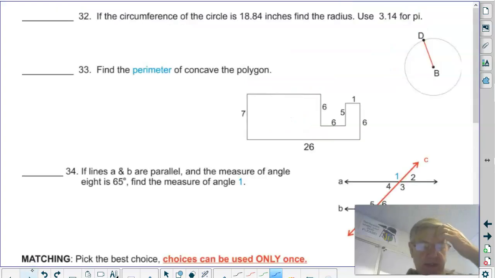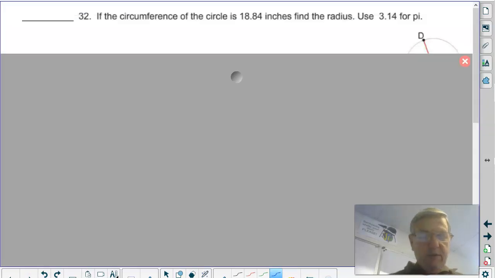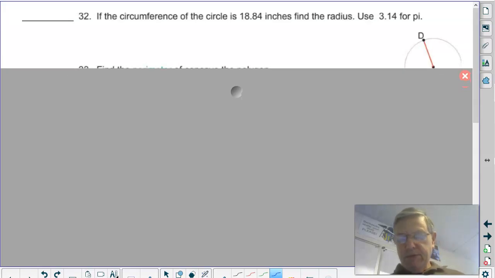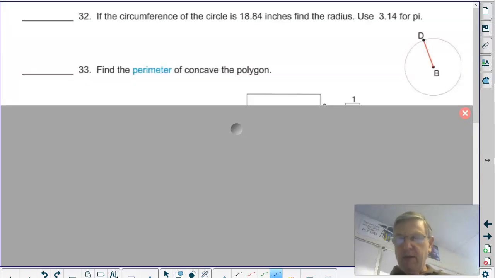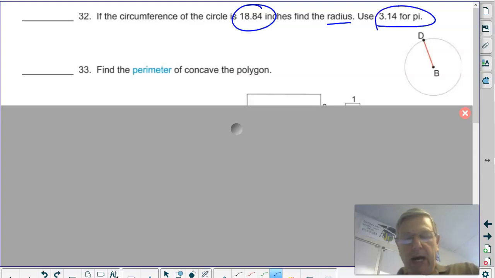Okay, coming down to the last back page here. Oops, I need to go lower here. Okay, so if the circumference of the circle is 18.84 inches, find the radius. Okay, and use 3.14 for pi. So I need a formula, and I want the formula that involves the radius. Circumference equals 2 times pi times r.